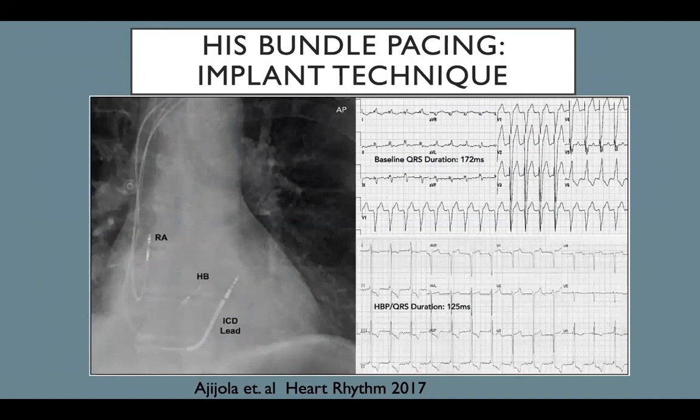And then on the slide on the right, if you just look at the two panels, up there is the baseline QRS duration of 172 milliseconds. When you pace in the His, if you are able to achieve His bundle capture, you can see that the QRS duration goes from 172 to 125, which is very impressive from an electrical standpoint. That may or may not predict response, but it's certainly an impressive improvement in the ventricular activation sequence from the electrocardiogram standpoint.